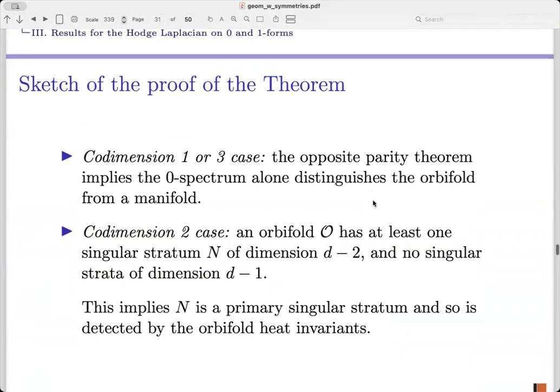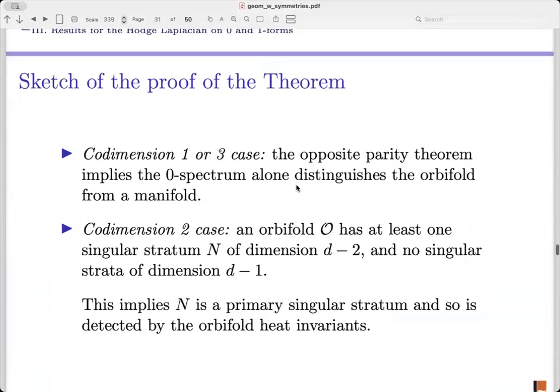So if we have a Riemannian orbifold whose singular set has codimension 1 or 3, that implies that this biggest stratum, which is giving us this codimension, has opposite parity, and then the 0 spectrum, as we've seen before, is enough to distinguish the orbifold from the manifold. So the interesting part of the proof is to look at orbifolds whose largest stratum has codimension 2.